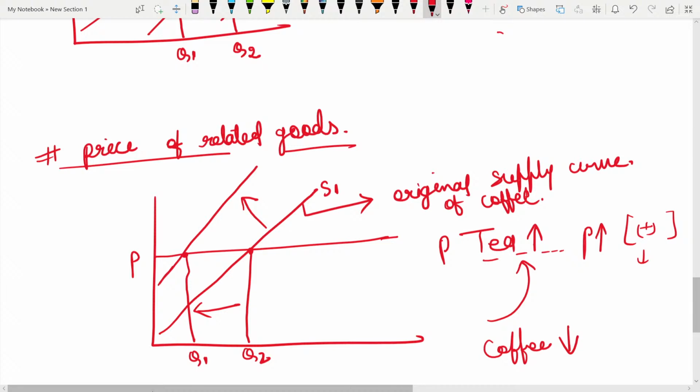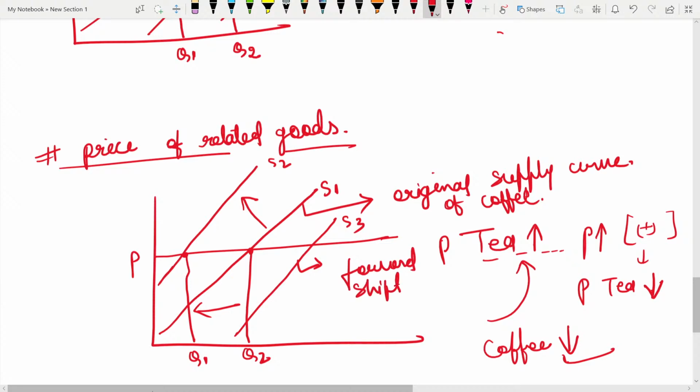So this is the case, and in the same way, if the price of tea has gone down or fallen, then the supply of coffee has increased. Therefore the supply curve of coffee has shifted forward. Okay, so this is S3 and this is S2. Forward shifting of the supply curve of coffee. Okay.